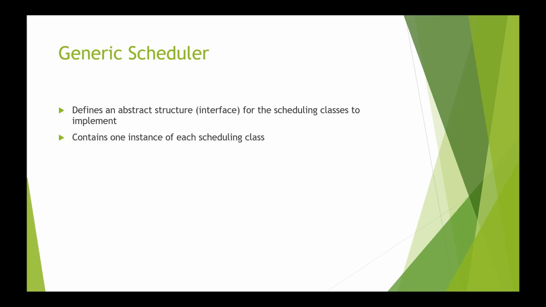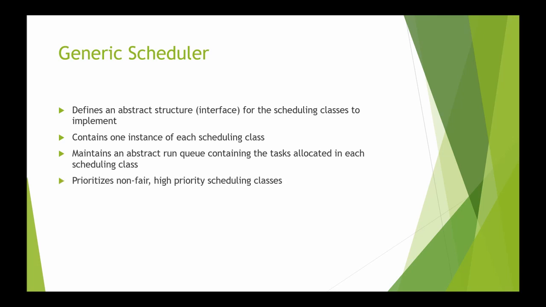The generic scheduler serves different purposes. It defines an interface that scheduling classes implement. It contains one instance of each scheduling class. It maintains an abstract run queue containing the tasks allocated in each scheduling class. And it prioritizes non-fair, high-priority scheduling classes. In the next slide, we will talk about scheduling classes.